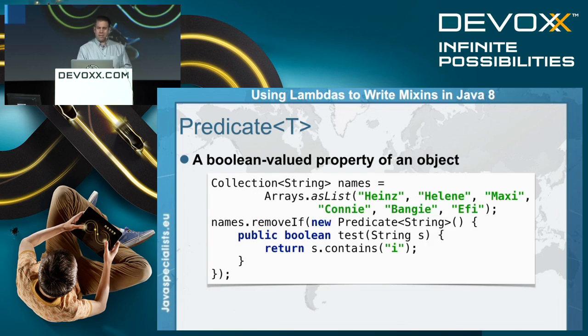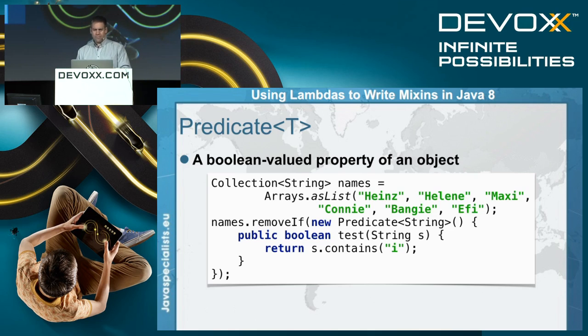Another one is a predicate. And again, I'm using the long form first, and then I reduce that with autocorrect down to the nice Lambda version. And what I'm saying here is I've got some array list, and I then say names.removeIf, and I pass in a predicate that allows me to remove certain types of elements.